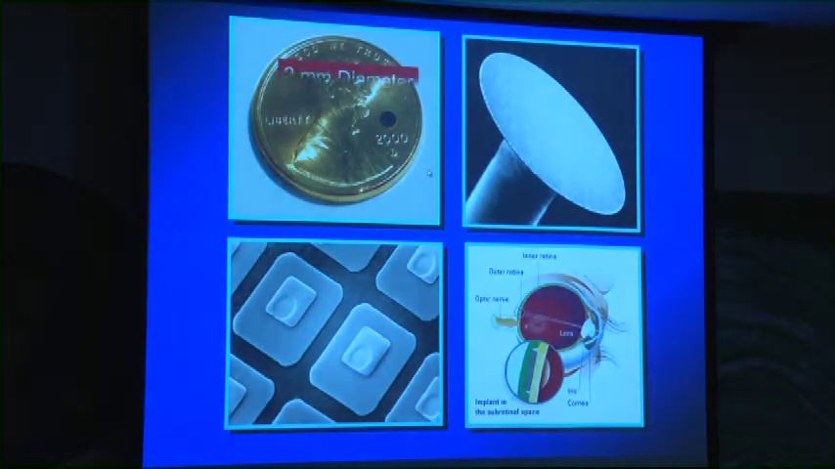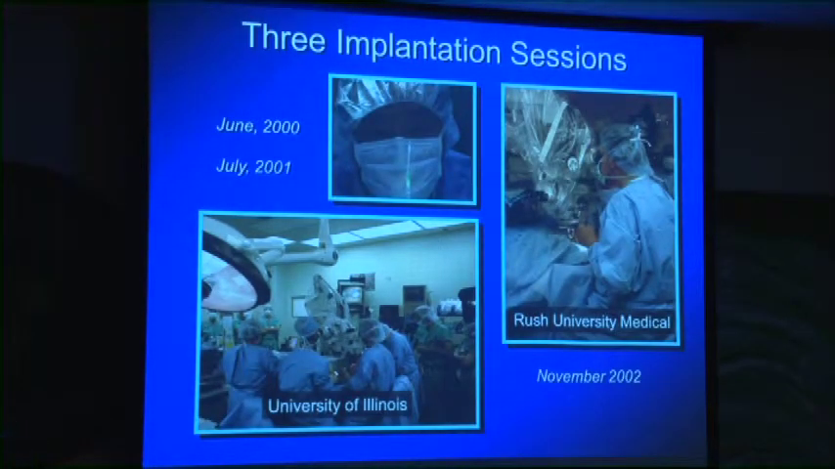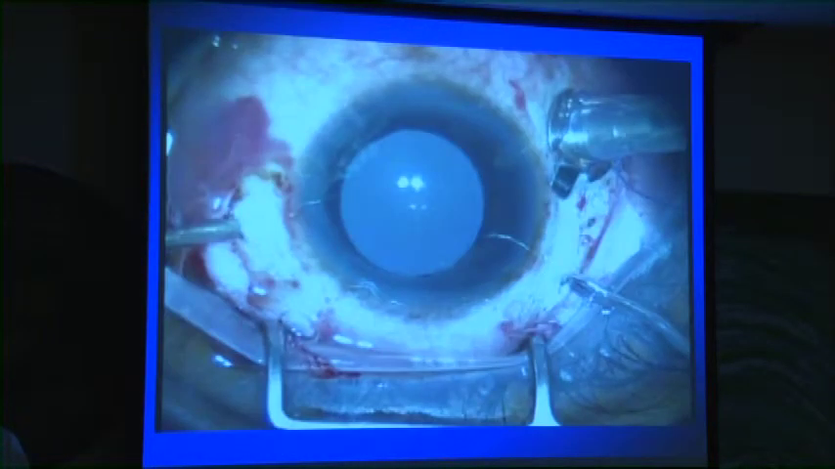The artificial silicon retina is a 2 millimeter diameter chip, approximately 25 microns thick. On the surface are approximately 5,000 microphotodiodes. These microphotodiodes are miniature electronic components that take light and convert it into electric currents. When put into the subretinal space, they stimulate the overlying retinal cells, in this case, remnant photoreceptor and bipolar cells. In June of 2000, 2001, and 2002, a phase 1 and phase 2 FDA-approved study was conducted involving initially 10 patients and eventually up to about 42 patients implanted in multiple centers across the United States.